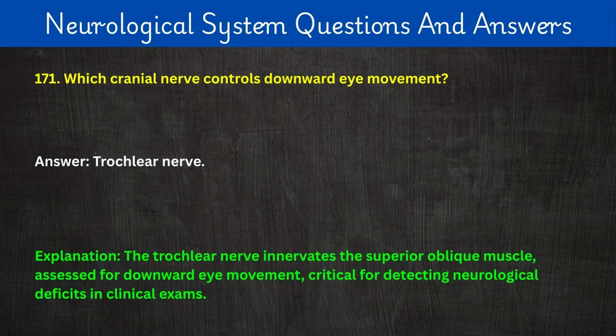171. Which cranial nerve controls downward eye movement? Answer: trochlear nerve. Explanation: the trochlear nerve innervates the superior oblique muscle, assessed for downward eye movement, critical for detecting neurological deficits in clinical exams.